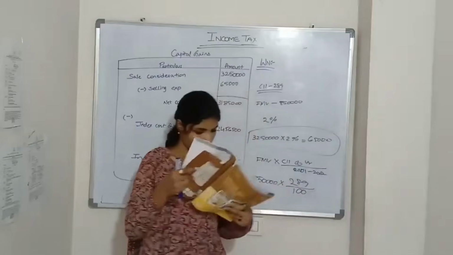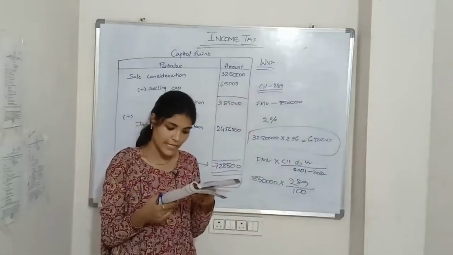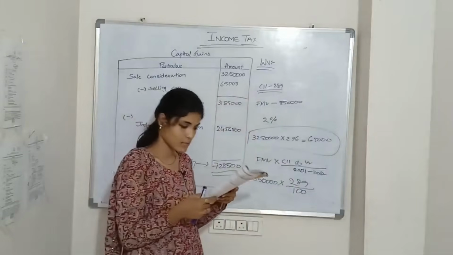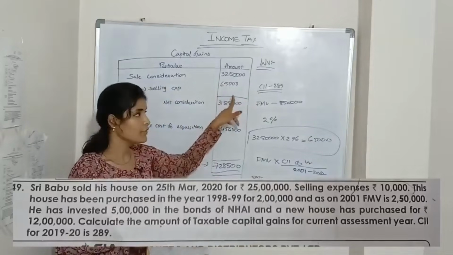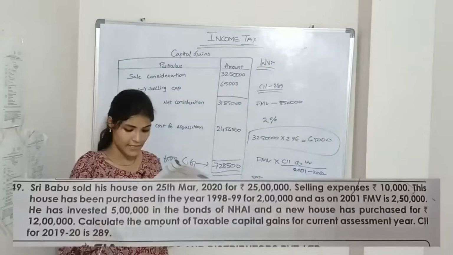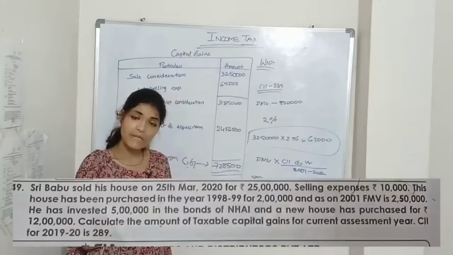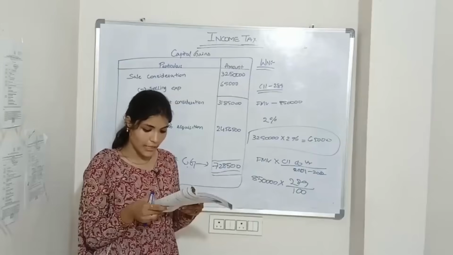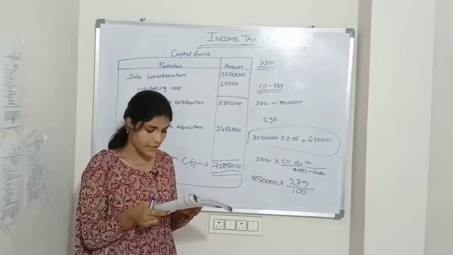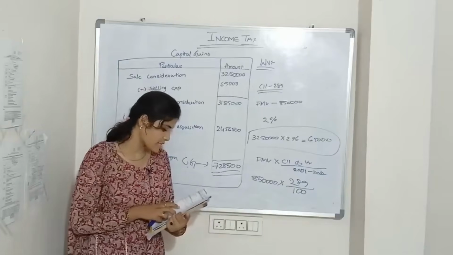Second question: Mr. Babu sold his house for 25 lakhs. Selling expenses are 10,000. If you minus this amount you will get net consideration. He purchased it in the year 1998 for 2 lakhs. FMV is given, and after that you can do the index cost of acquisition.